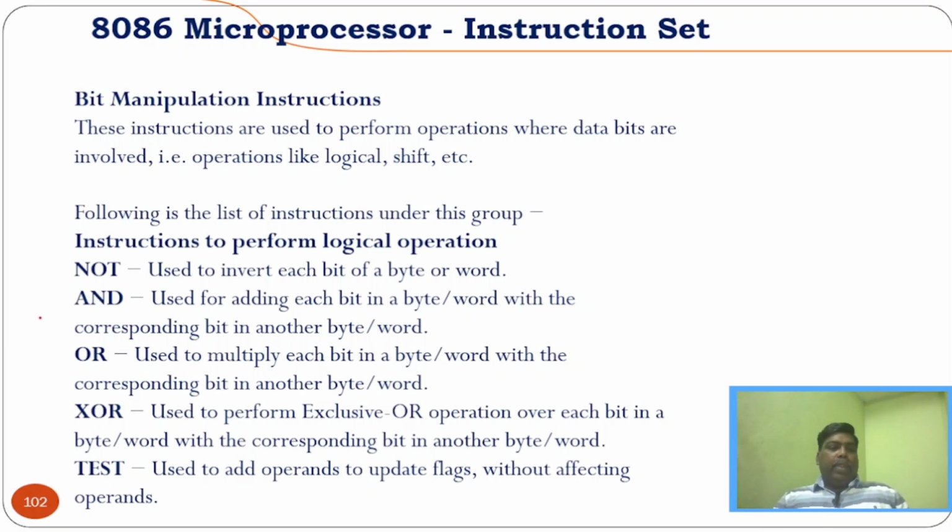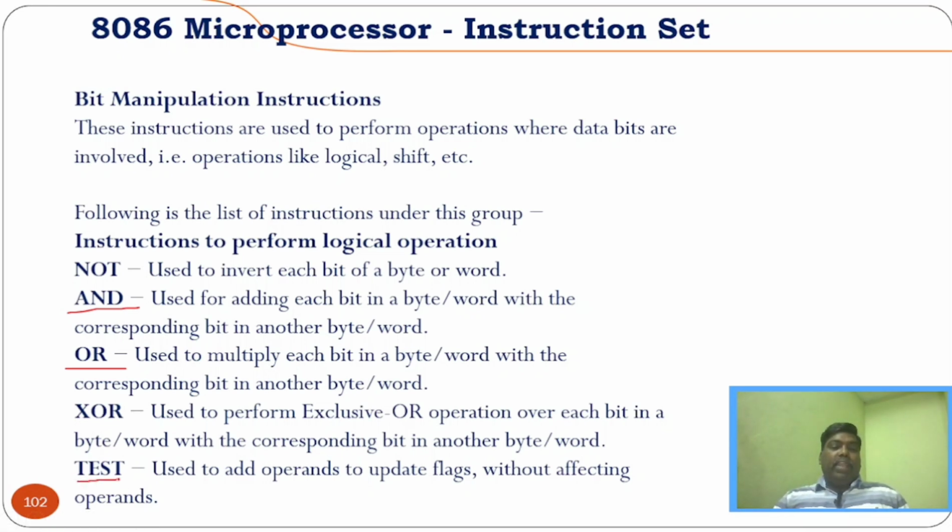The AND operation will perform the AND between the given bytes or words. And the OR operation performs the OR between the given bytes. And XOR operation is nothing but it performs the exclusive OR between the given source and the destination bytes, right?